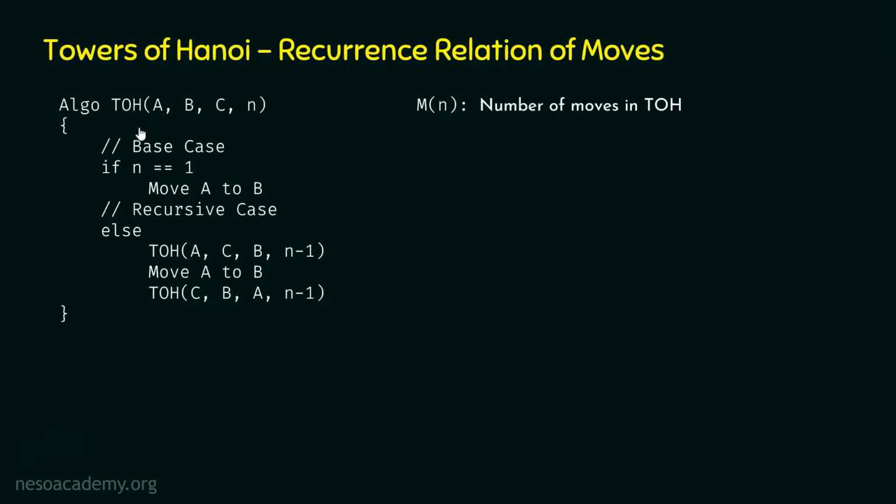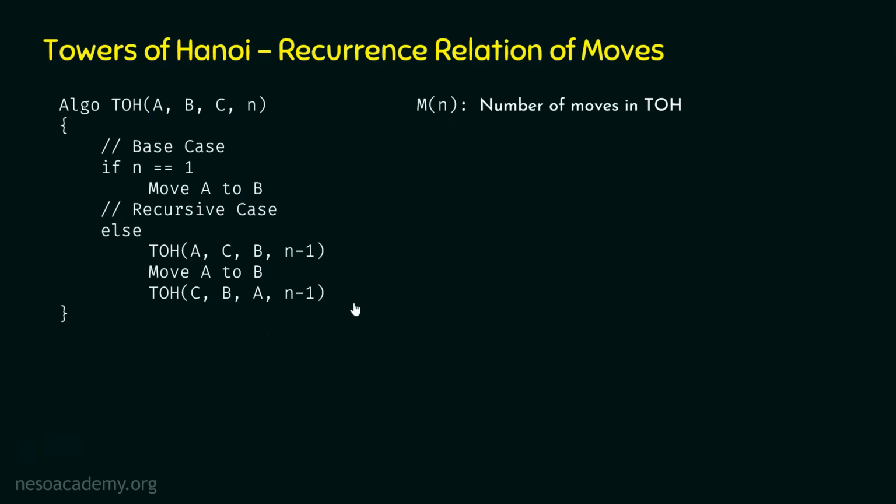Here first we need to observe the base case. In the base case, we can observe that if n is equal to 1, then we need to perform just one move. So it is clear that if we have just one disk, that is if n is equal to 1, then m of n must be equal to 1.